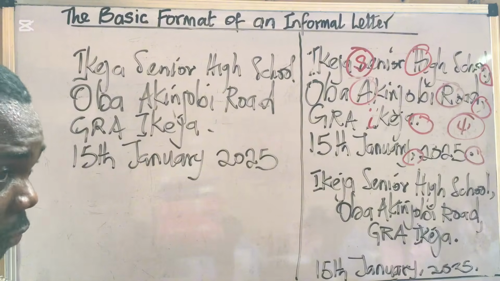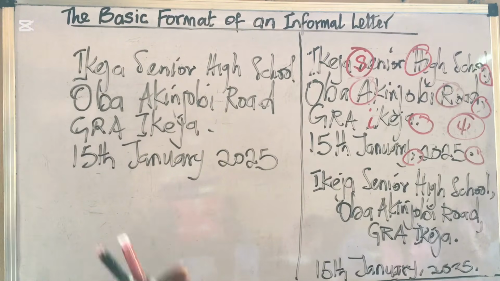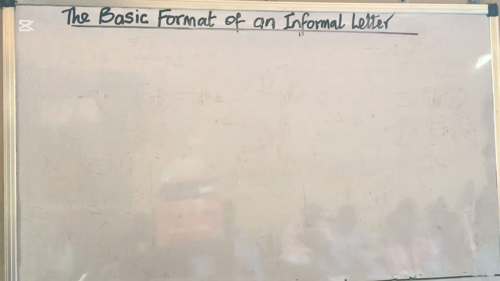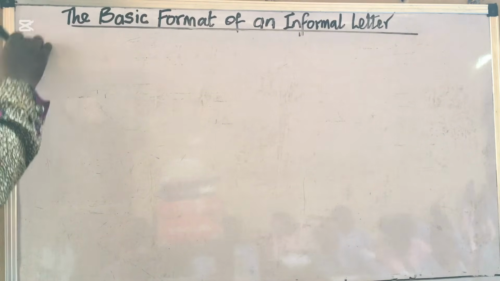The next part of informal letter writing that we want to talk about now is the salutation. Now, what do you mean by the salutation? It is a way of greeting the person that you are writing to. That is to open a conversation. All right. Now, we basically use a format, and that is to start with dear.